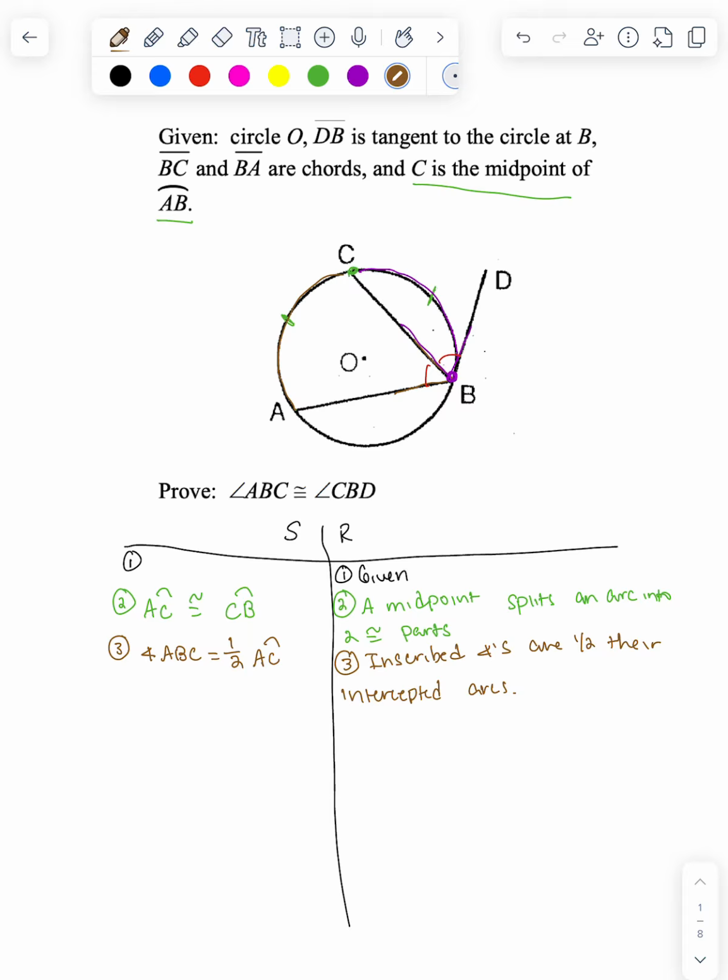And then we talked about how angle CBD is also half of its intercepted arc, which is arc CB. And I'm going to put here angles on the circle are half their intercepted arcs. And since arc AC and arc CB are congruent, that means that angle ABC and angle CBD need to be congruent.